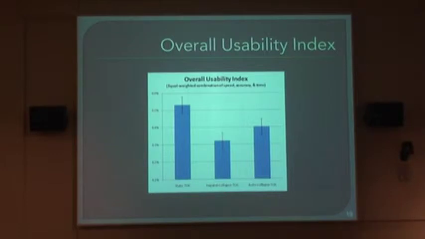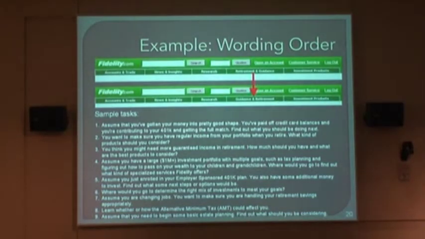And then I like to calculate this overall usability index, which is just an equal weighted combination of the speed, accuracy, and time, which actually looks very similar to the efficiency metric. Okay, so now back to this one. This is the retirement and guidance versus guidance and retirement.